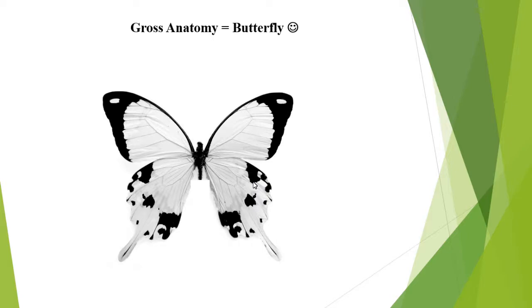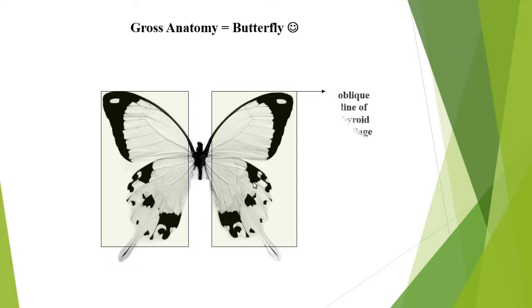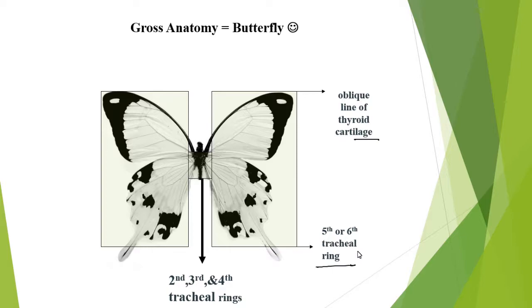As you know, the thyroid gland is a butterfly shaped gland. It has a right and left lobe. The apex lies on the oblique line of the thyroid cartilage and the base lies in front of the fifth or sixth tracheal ring. The middle part is the isthmus, which lies in front of the second, third or fourth tracheal ring. The upward projection from the isthmus is known as the pyramidal lobe.